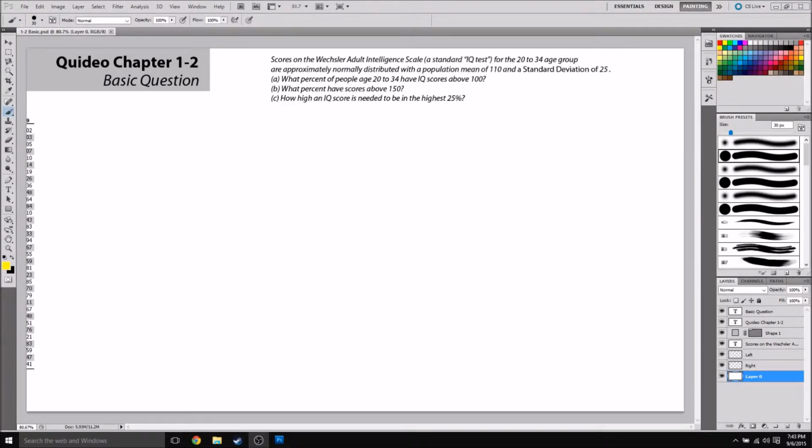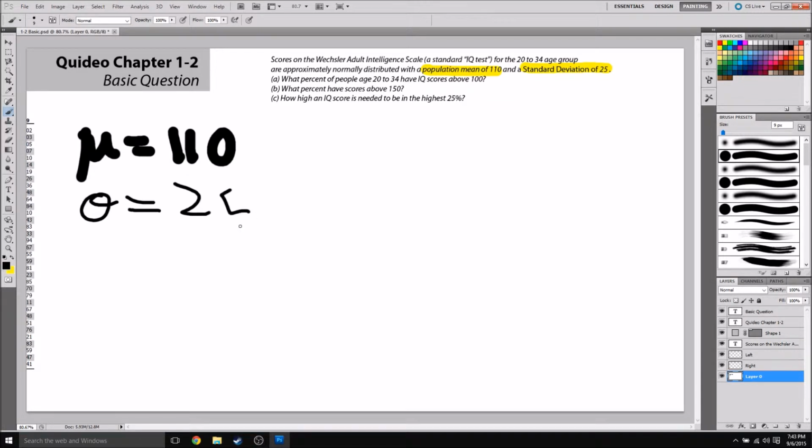Alright, this is Quiz chapter 1 to 2 on the basic question. Reading the question, the scores on the Wechsler Adult Intelligence Scale, or IQ test, for ages 20 to 34 are approximately normally distributed with a population mean of 110 and a standard deviation of 25. So first off, we already know two pieces of information: a population mean of 110, and a standard deviation of 25.